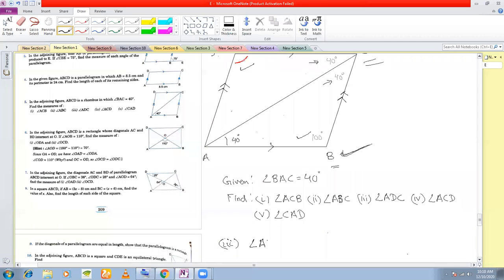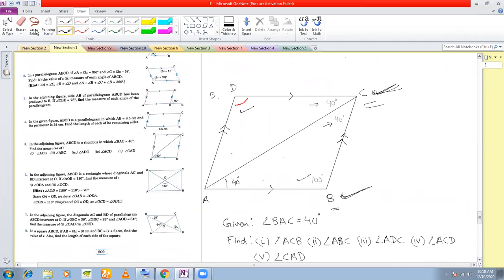Angle ADC is equal to angle ABC, which is equal to 100 degrees. Why? Because, to give you a reason, opposite angles of a parallelogram are equal. So this is a one line answer.